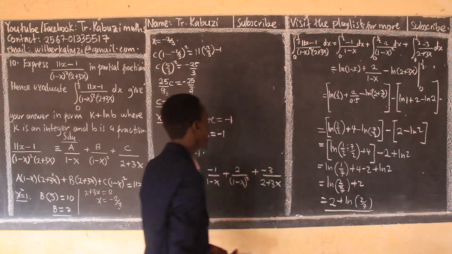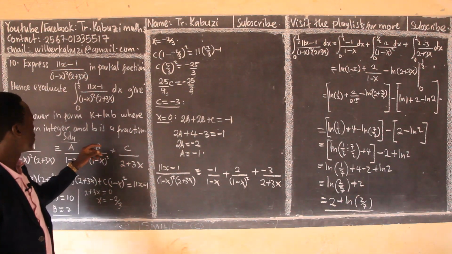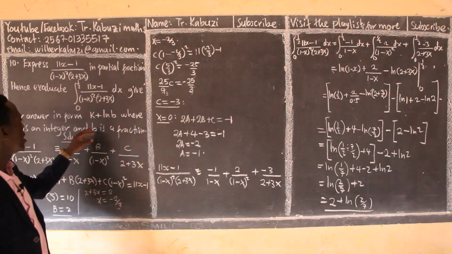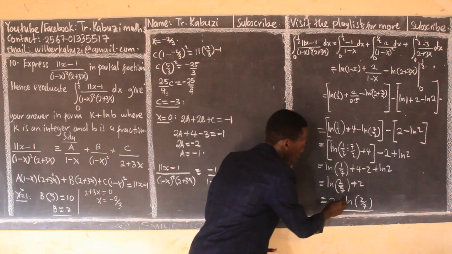So that is what the question required us to do. It's in the form of k plus natural log of b, where k is an integer and b is a fraction. So that's how we had to handle that number for partial fractions.